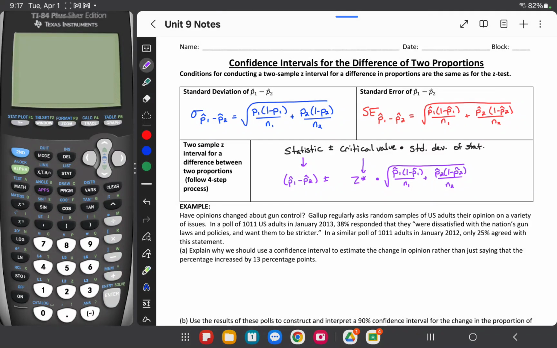All right, guys. So in today's video, we are going to continue to talk about the distribution of difference of proportions. We've already seen that for significance tests. Now let's look at it in the context of confidence intervals and how they are slightly different.